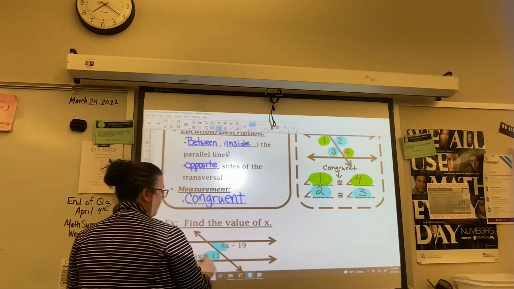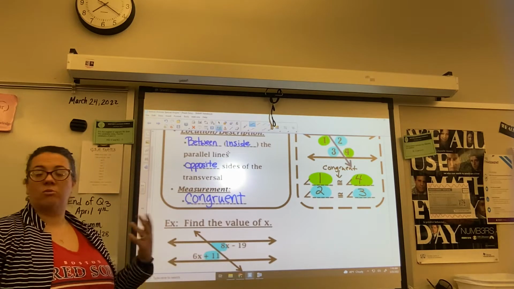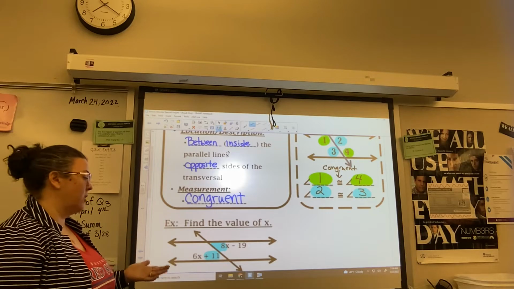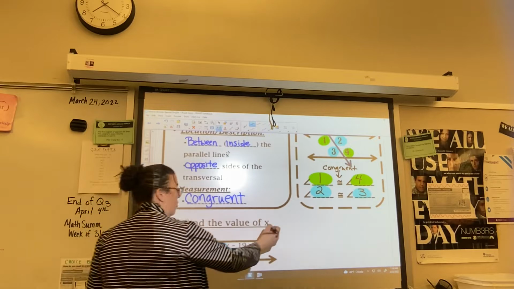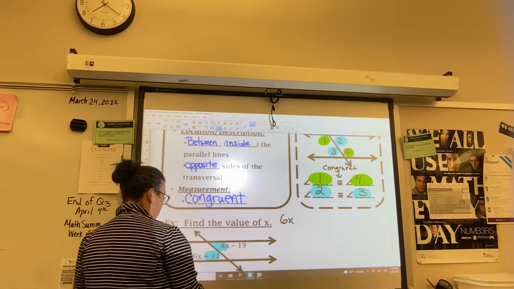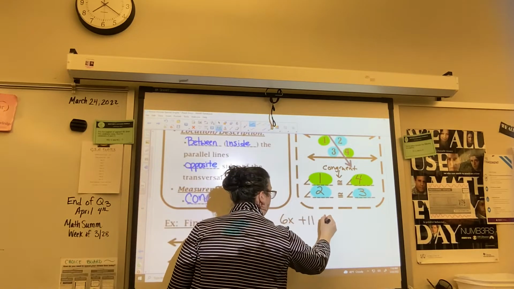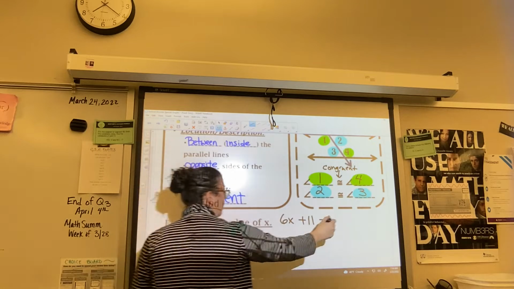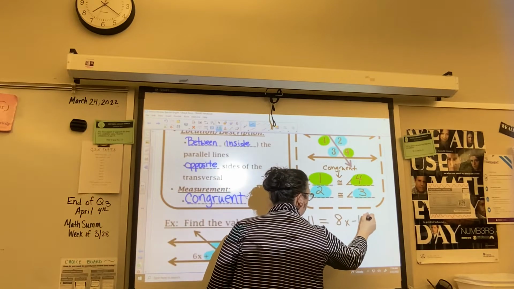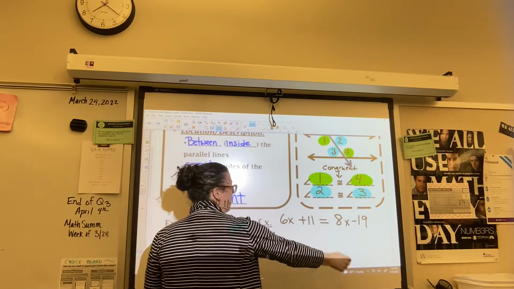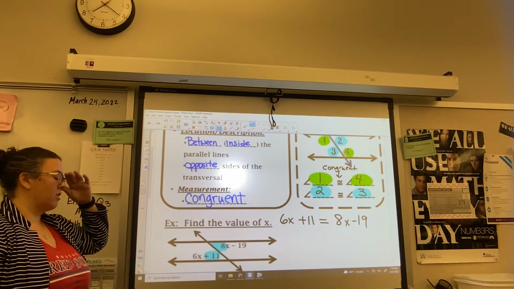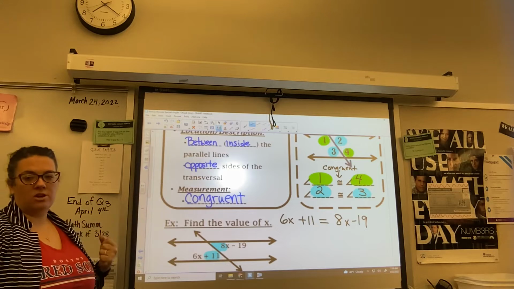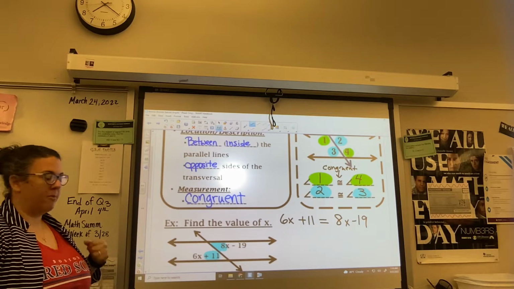So if I were to set up an equation, we're not actually going to solve it. We're just going to write the equation to show and communicate our understanding of the relationship. They're congruent to each other. So 6x plus 11 would be equal to 8x minus 19. If they're congruent, they are equal to each other. So alternate interior angles are equal to each other, and that is how they show up on a pair of parallel lines.